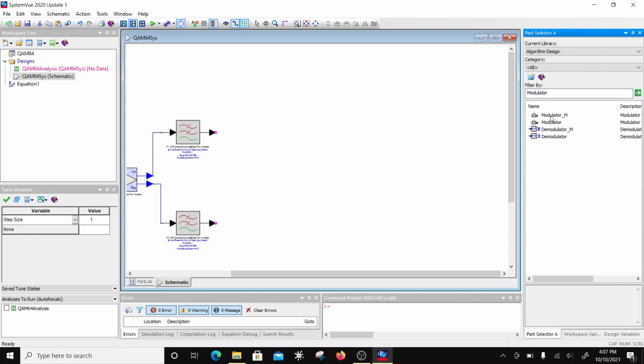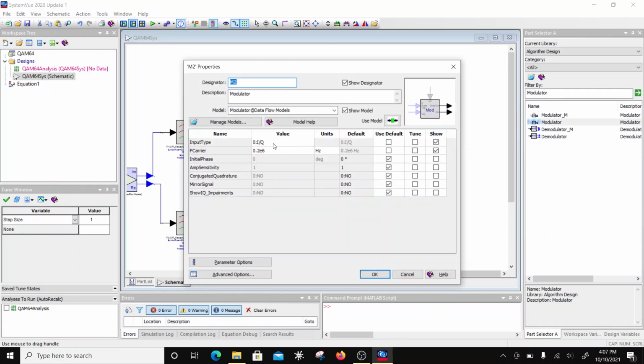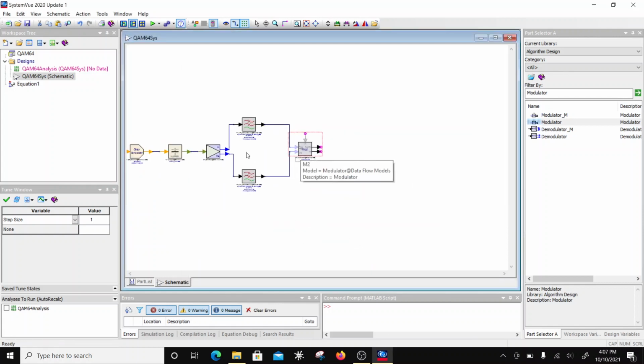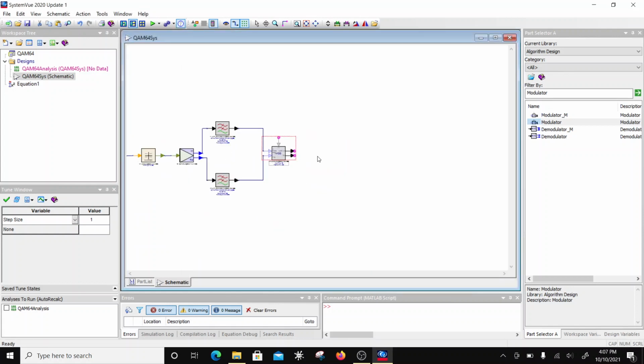Okay, so I have a modulator here, and here I am going to set the carrier frequency to be 2.5 gigahertz. So this form of modulation is IQ, and this is 2.4 gigahertz, sorry, 2.4 gigahertz. So here what you get out is going to be your QAM 64. So let's have a look at it.